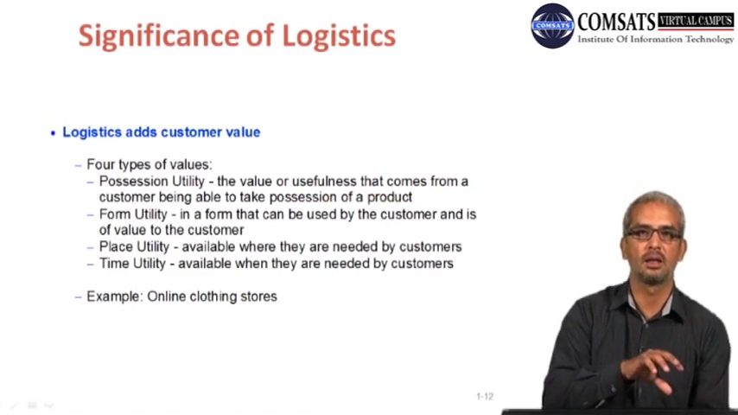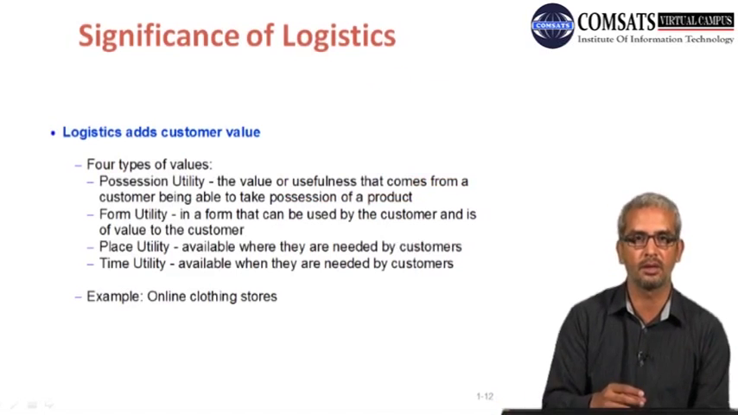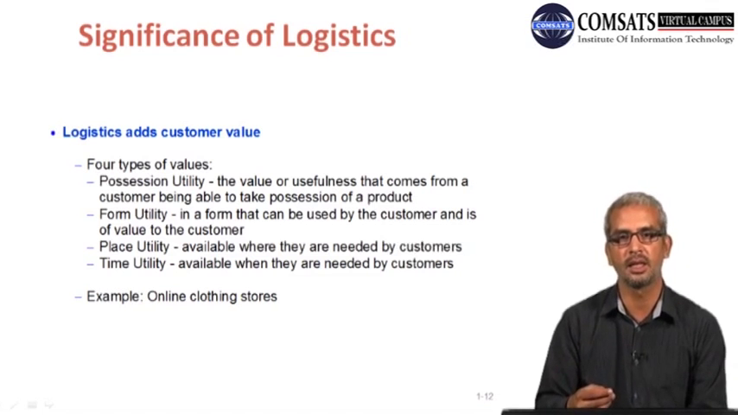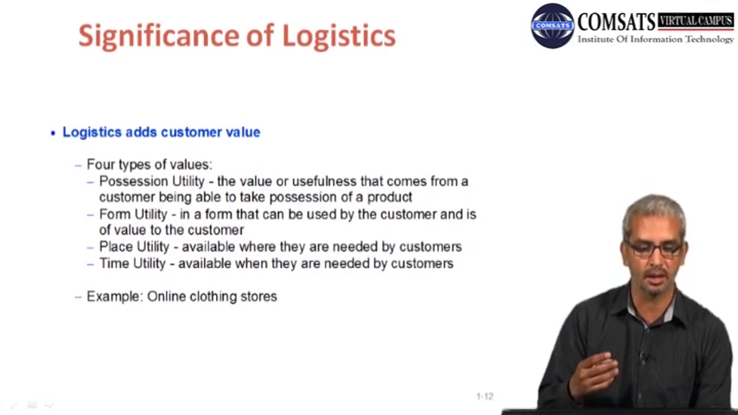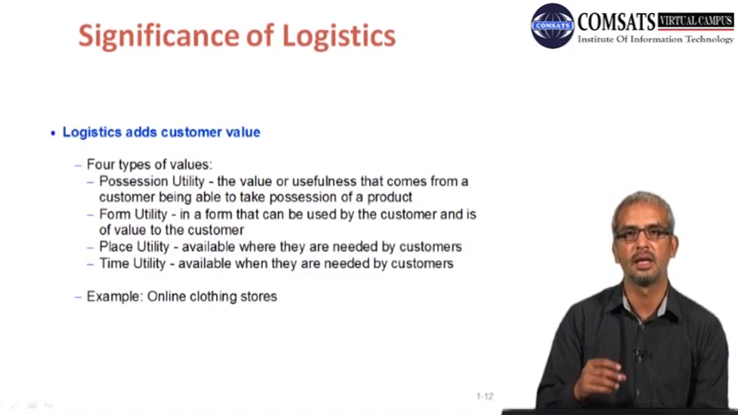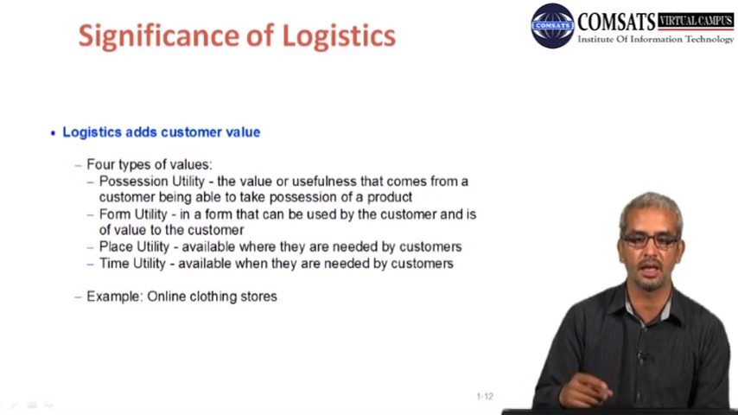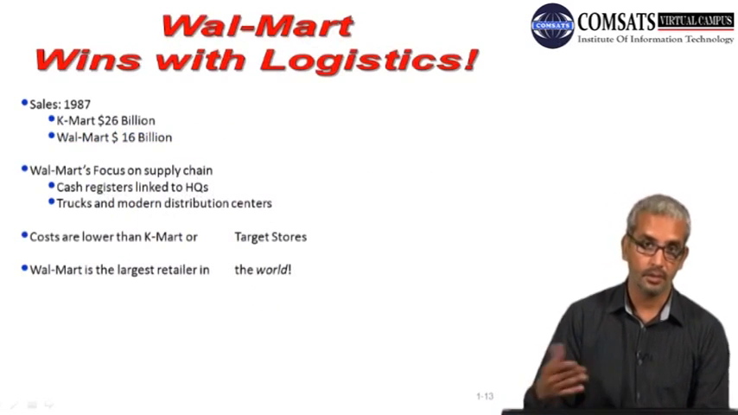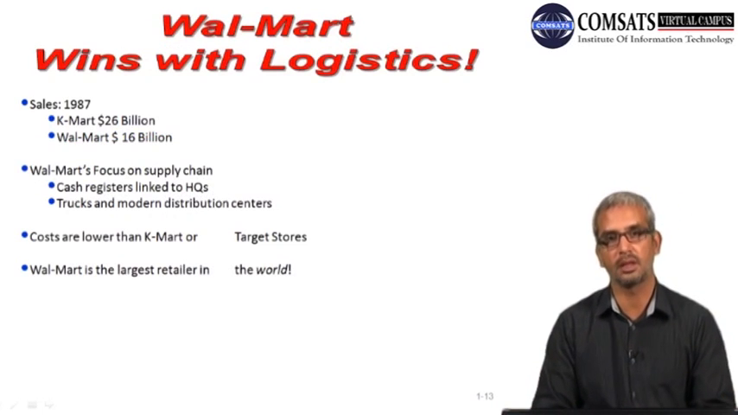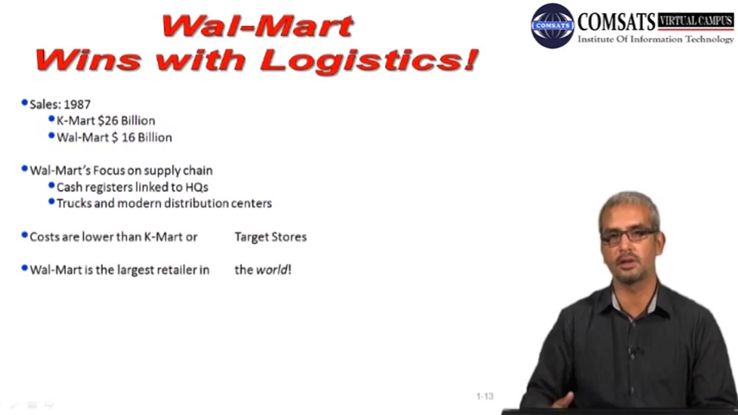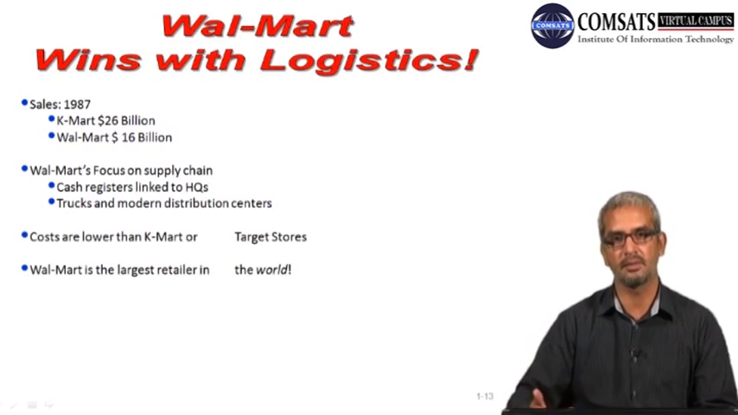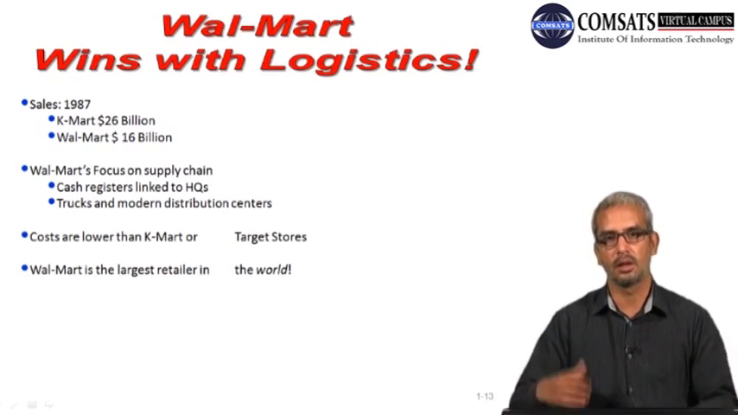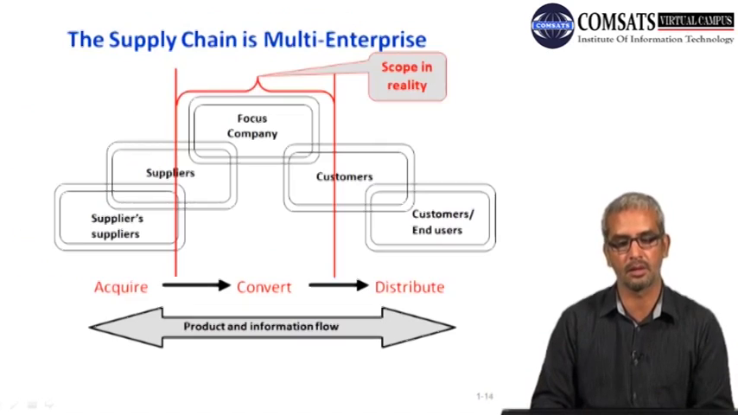Then we discussed that in terms of customer value, there are four values. There is possession value, which is added by marketing. There is form value, which is added by manufacturing, and then there is time value and place value, which are added by logistics. So logistics management actually adds 50% of the total customer value. Then I gave you a very interesting example of Walmart and its competition with Kmart. Walmart focused on logistics and operations and supply chain management, while Kmart's focus on marketing activities resulted in Walmart becoming the biggest retailer.